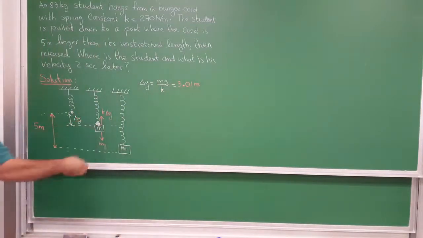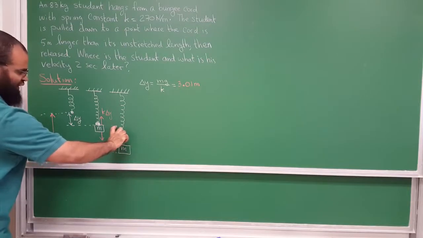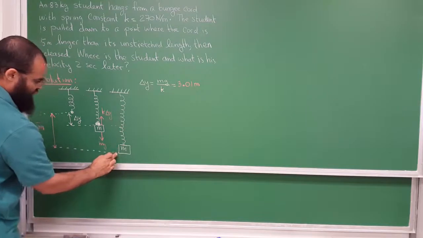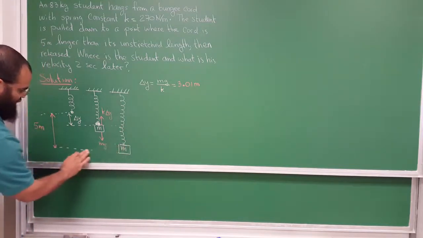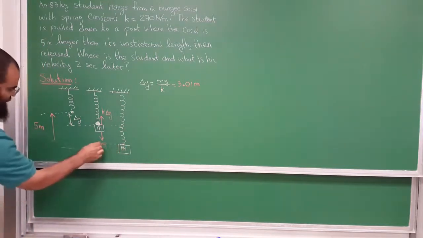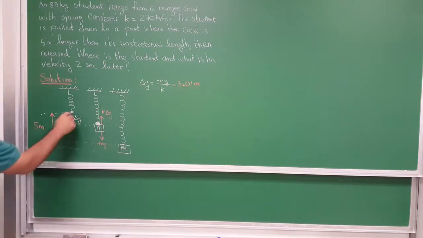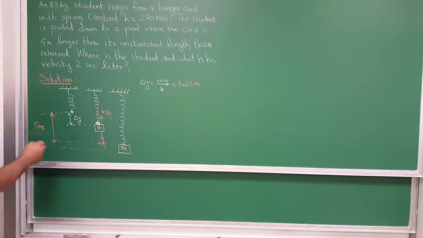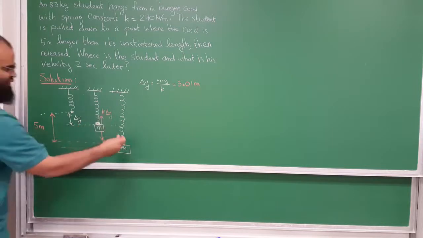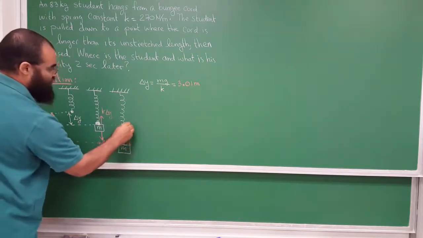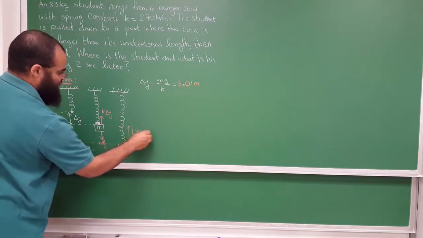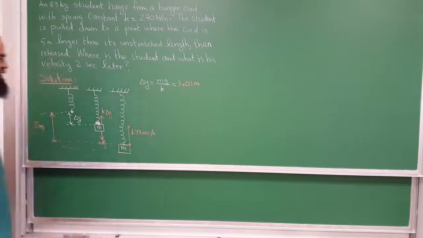So delta Y is 3 meters, and therefore this distance here will be the amplitude. I'm measuring to the bottom of the spring. So this is 5 meters, this is about 3 meters, so this is about 2 meters, or 1.99 meters. About 1.99 meters is the amplitude. That is the amplitude.